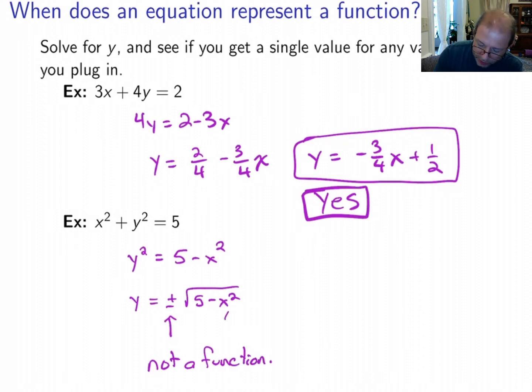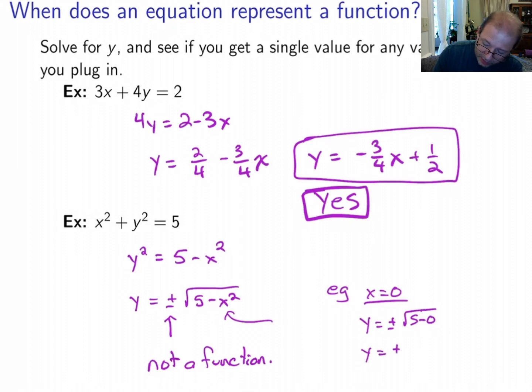Because when you plug something in for x, you might get 2 answers out of it. If you plug in x equals 0, that gives me 2 values for y: plus or minus square root of 5 minus 0. So y would be plus or minus square root of 5. Plus or minus is 2 different values of y.